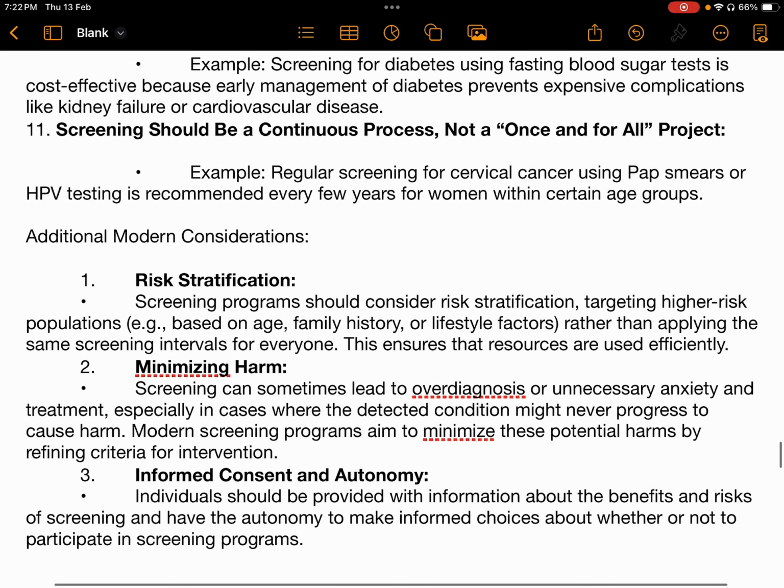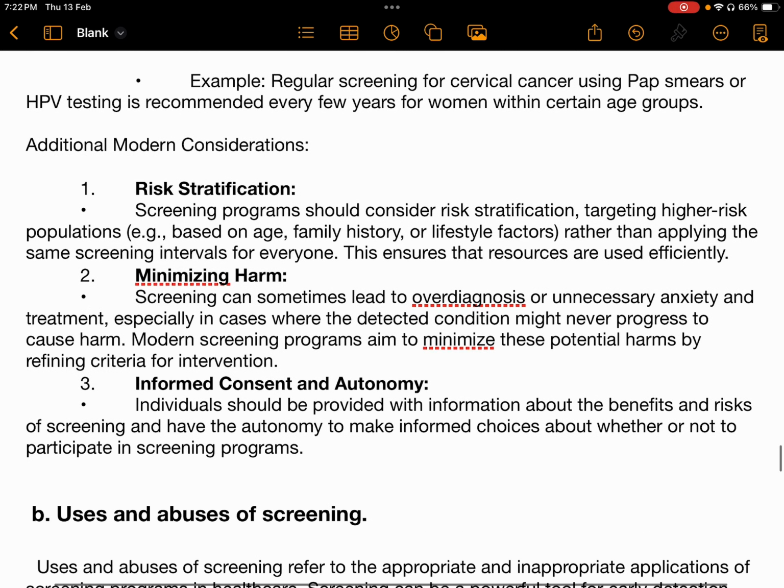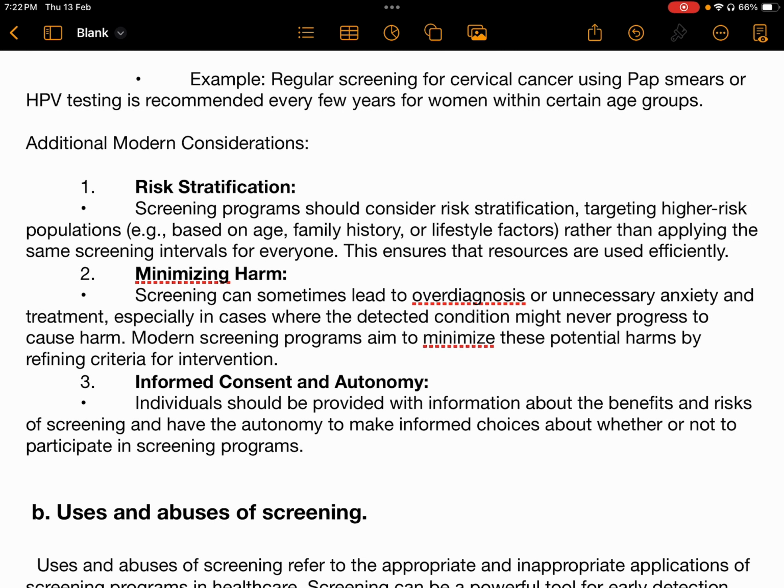Then additional modern consideration, risk stratification. Screening programs should consider risk stratification, targeting higher risk populations based on age, family history, and lifestyle factors rather than applying the same screening intervals for everyone. This ensures that resources are used efficiently.